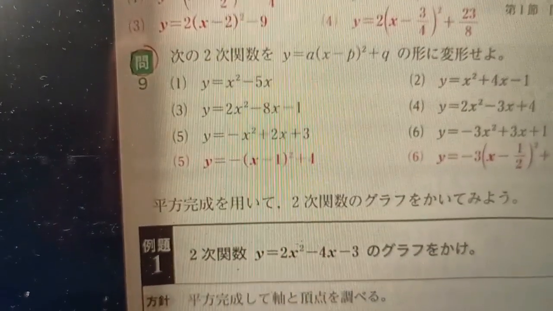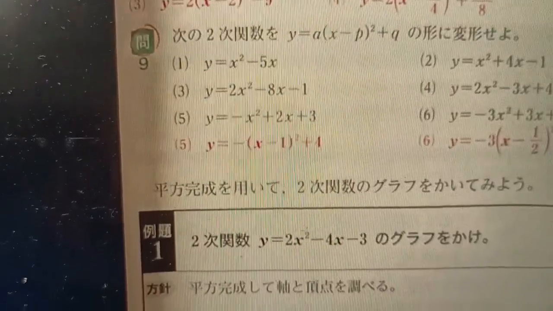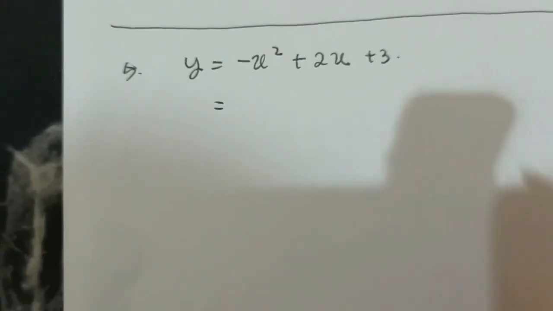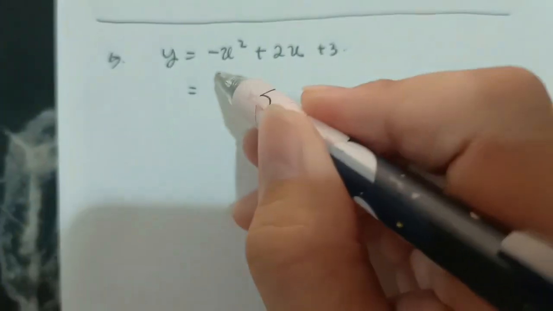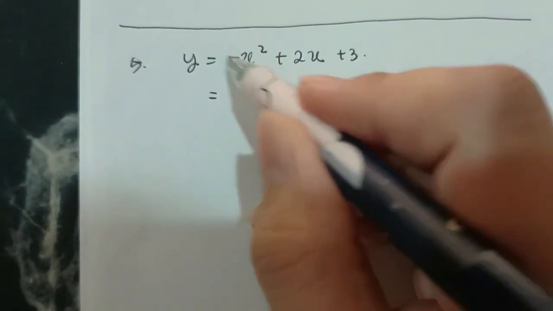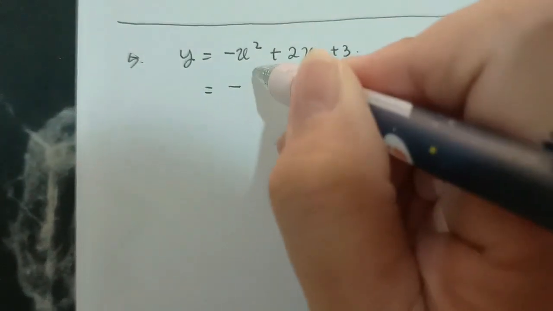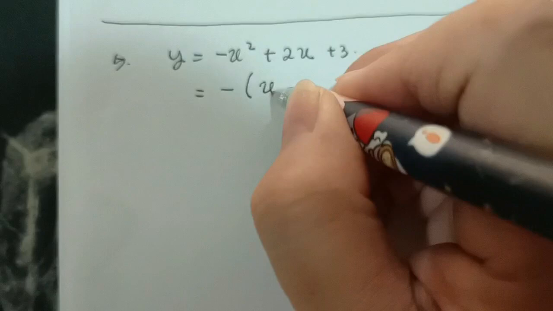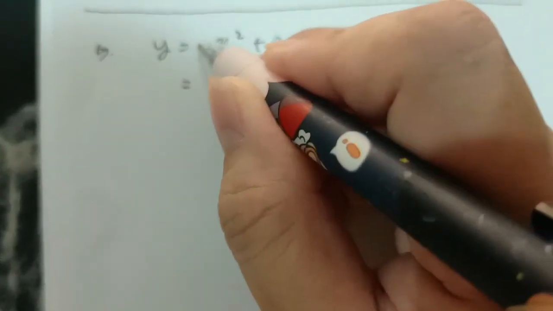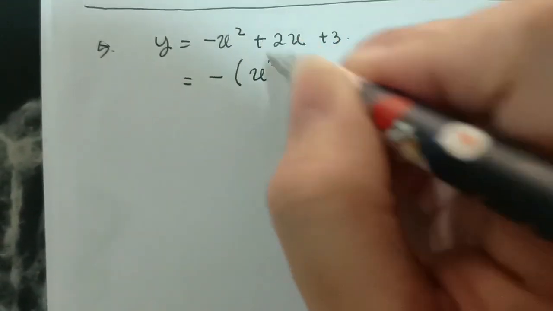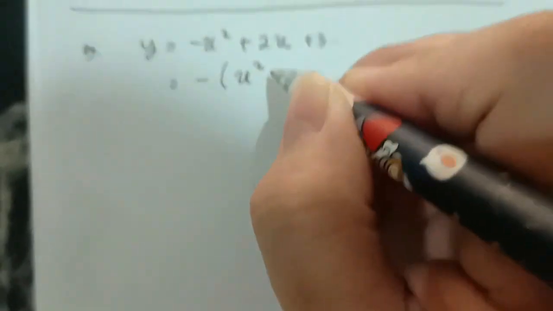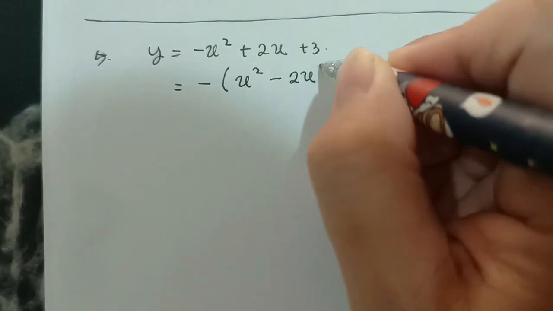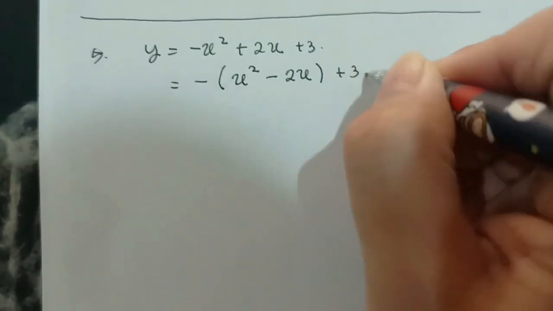Now let's proceed to number 5. y equals minus x quadrat plus 2x plus 3. Okay, the first thing we have to remember is to remove the minus over here. When we take the minus out, it will be x quadrat. The plus over here will become minus, because minus multiply minus will become plus: minus 2x, plus 3.